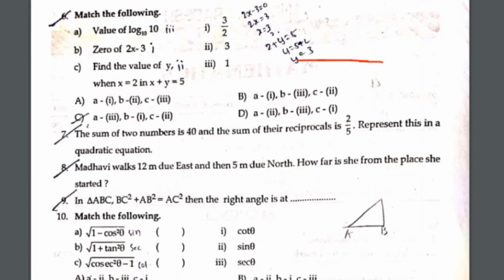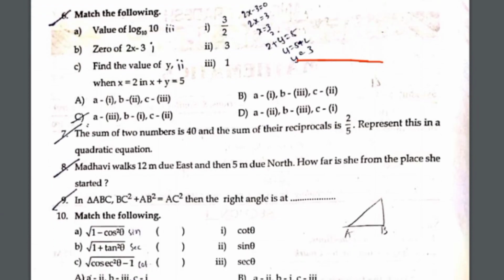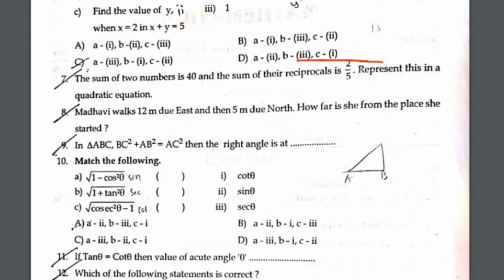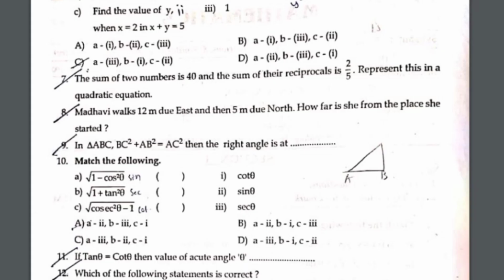Madhavi walks 12 meters due east and then 5 meters due north. How far is she from the place she started? Okay, so first she moves to the east, right? 12 meters, and then north. That's what the question has given, right? East and north directions. East is 12 meters they gave, and north is 5 meters.